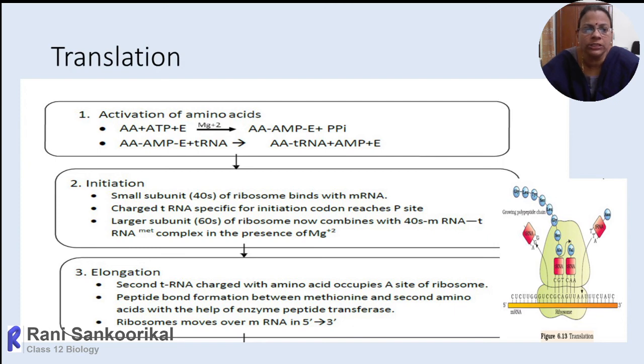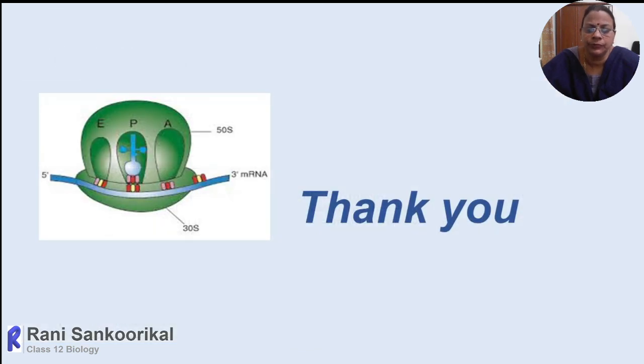Then in the elongation step, the second tRNA charged with the second amino acid occupies the A site. Then peptide bond formation between the methionine and the second amino acid with the help of enzyme peptidyl transferase. Then ribosome moves over mRNA in 5' to 3' direction and the process will continue. And at the last step, the termination, the releasing factor helps in dissociating the ribosomes as well as the last tRNA with the polypeptide chain, and then the process will come to an end.